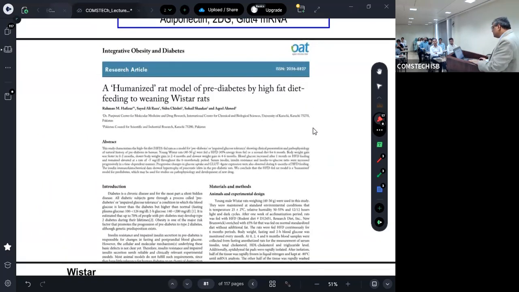So using this data, one of my students, Ali Raja, developed a humanized rat model of pre-diabetes. By using only diet we cannot make diabetes. It can make up to pre-diabetes. Only pre-diabetes.